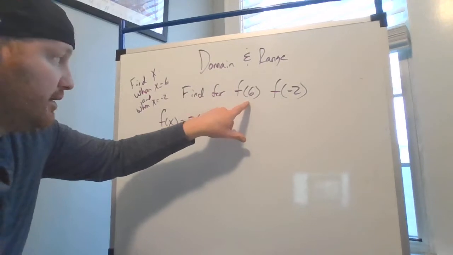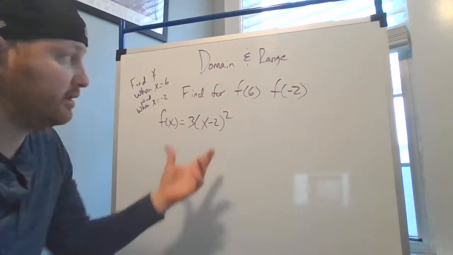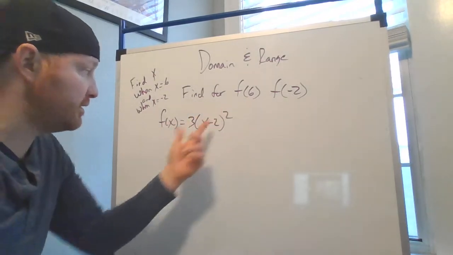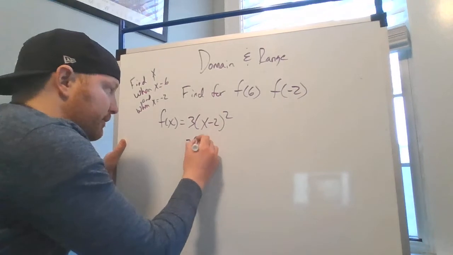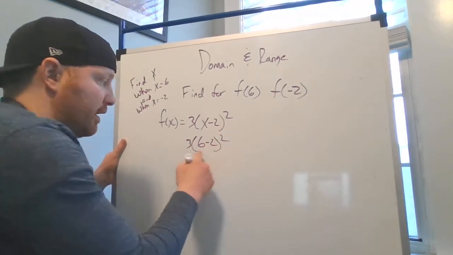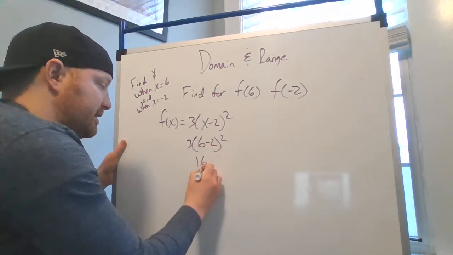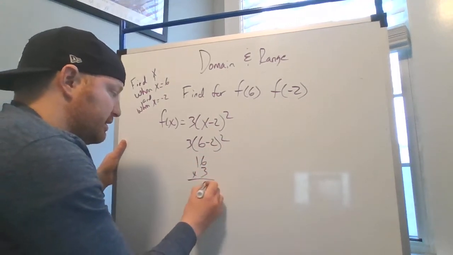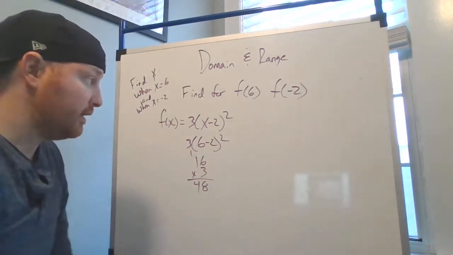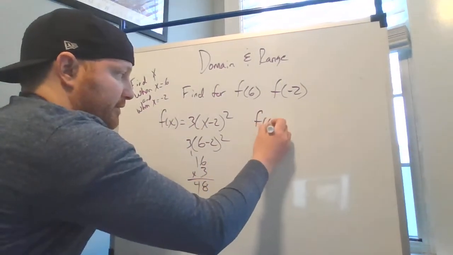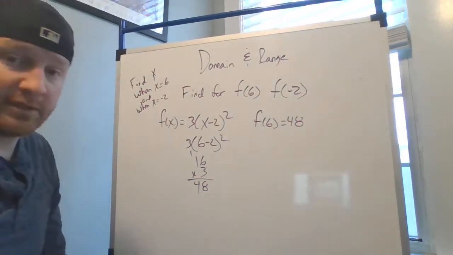So the input, when they want to know what is the output, what do you get as an answer when you input x? When you input 6 for x. Well, mental math, or just write it out. Okay. 6 minus 2 squared. 6 minus 2 is 4. 4 squared is 16. And 16 times 3 is 8, carry the 1, and we got 48. Okay? So f of 6 equals 48. That's how you write your answer, just like that.